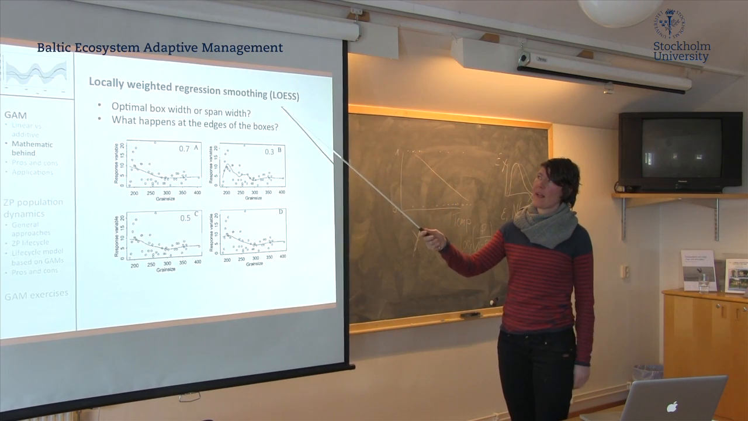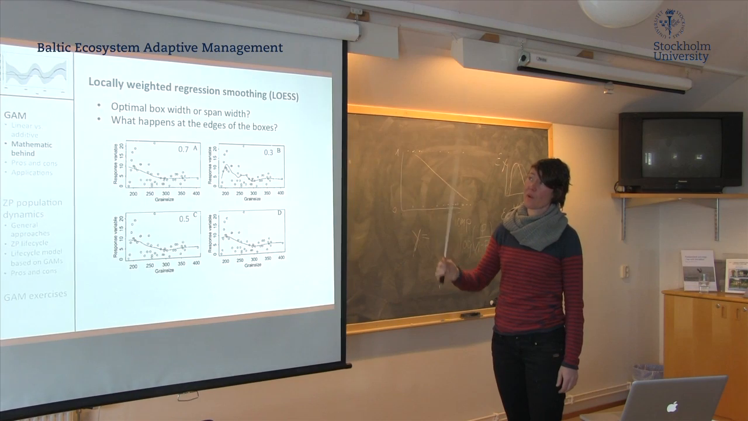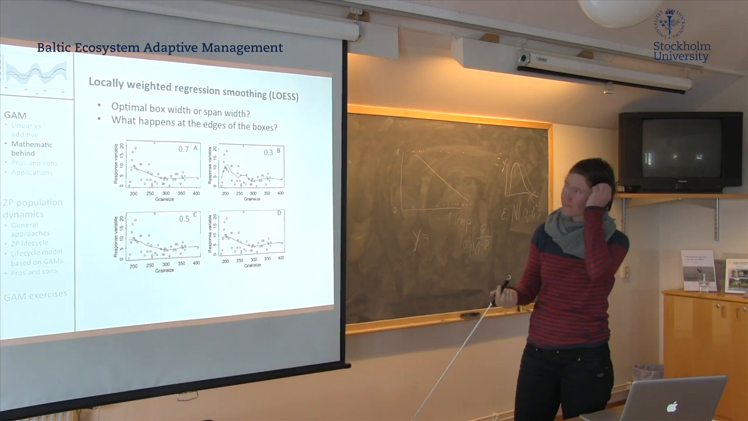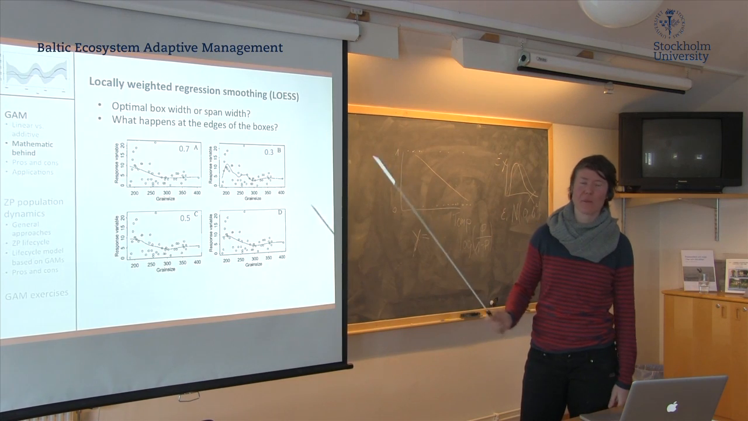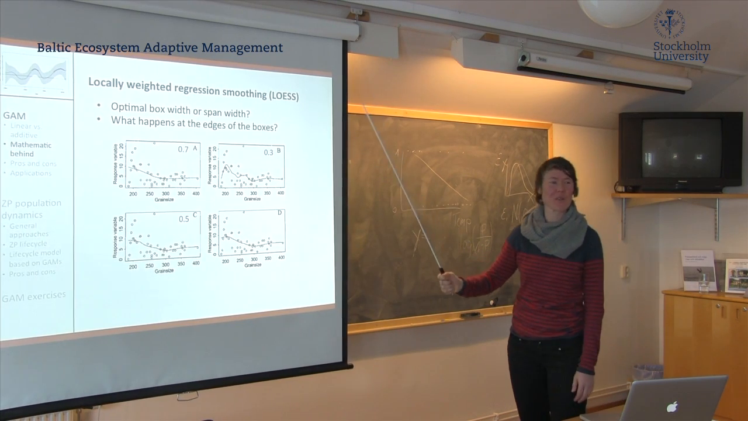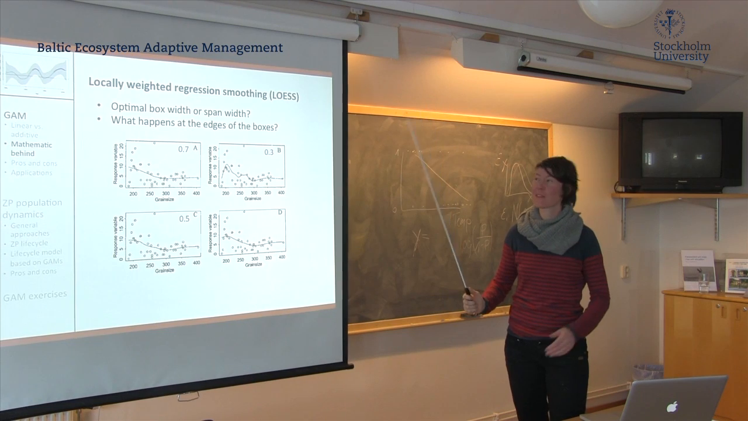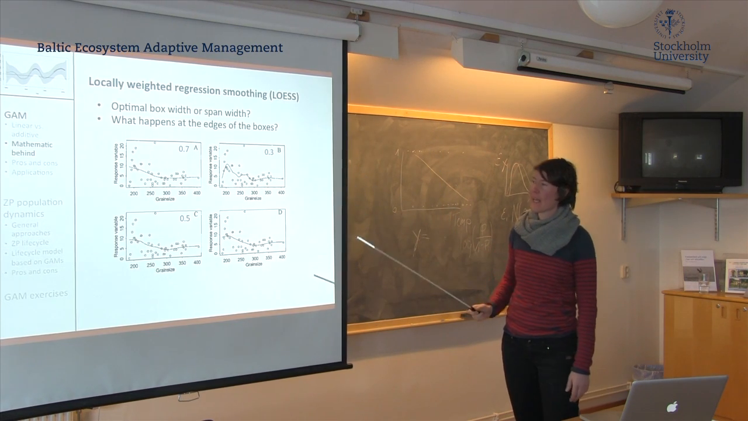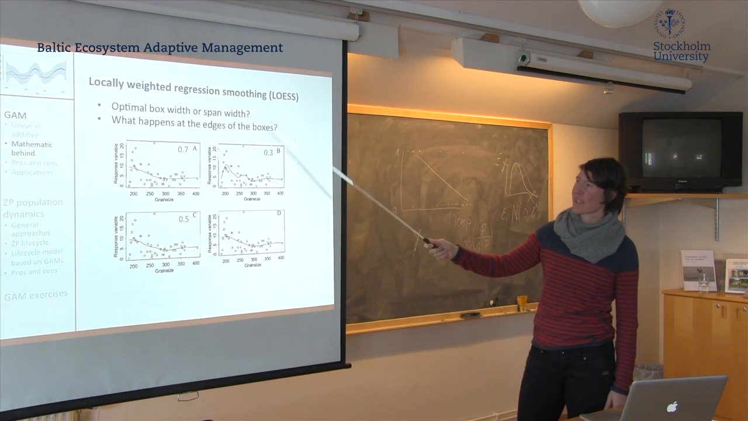So LOESS stands for locally weighted regression smoothing. It must have been something else before, because I don't really understand how the abbreviation comes about. But there's also the LOWESS, sometimes it's also called LOWESS with a W here. Anyhow, this is one way of doing it.